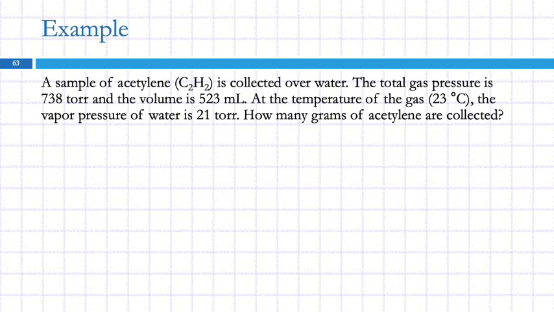Okay, so here's an example. A sample of acetylene is collected over water. The total gas pressure is 738 torr, and the volume is 523 milliliters. At the temperature of the gas, 23 degrees Celsius, the vapor pressure of water is 21 torr. How many grams of acetylene are collected? And so many words, let's focus on the numbers. There's all my numbers. And my question is, we're looking for grams of acetylene.